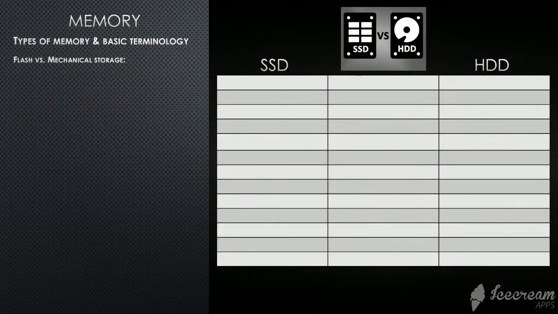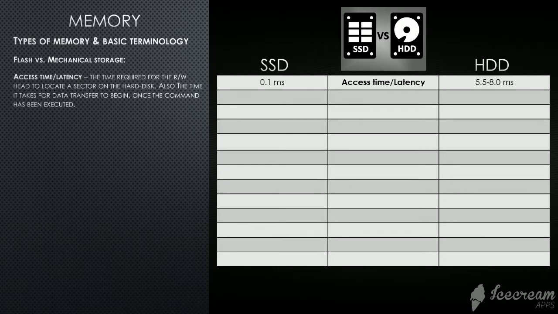There are quite a few important differences between SSDs and HDDs. The first one is the access time, or the latency. This is the time required for the read and write head to locate a sector on the hard disk. It is also the time it takes for data transfer to begin once a command has been executed. For HDDs, we have a latency of 5.5 to 8 milliseconds, but on SSDs we have no mechanical parts such as a read and write head, so the latency is set by default to 0.1 millisecond. Performance-wise, this is a very critical difference.